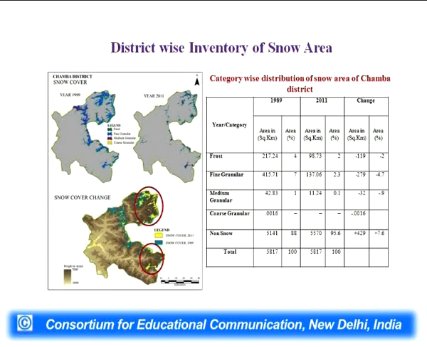If you look at the frost, in 1989, 4% of the area was frost covered, but in 2011 for the same period it was only 2% of the area. The fine granular snow was also decreasing from 7 to 2.3. The medium granular was also decreasing from 1 to 0.1. And the non-snow area is increasing. It was 88% of the total area in 1989, which has increased to 95.6%. So, a total decrease of around 7.6% in snow cover has been noticed in this Chamba district.